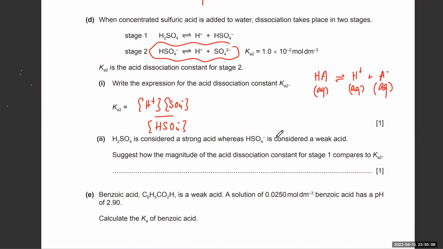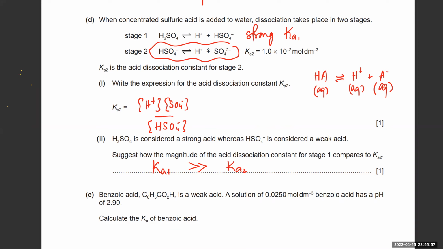H2SO4 is considered a strong acid, whereas this one is considered a weak acid. This suggests how the magnitude of the acid dissociation constant for stage 1 compares to stage 2. Stage 1 is strong, so that means Ka is large. K1 is going to be very large because it's a strong acid, compared to Ka2, because he told us that it's a weak acid. For acids, the greater the K, the stronger the acid.